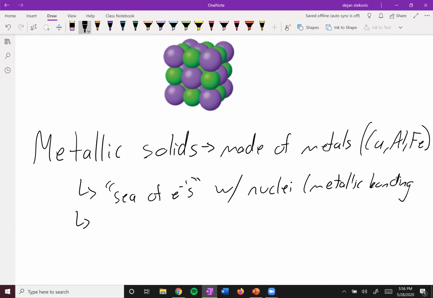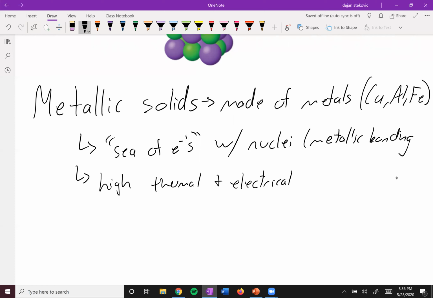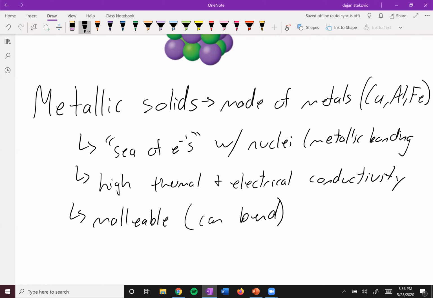With this sea of electrons, these electrons are free to move about. And so metals generally have high electrical conductivities and thermal conductivities as well. They're malleable and ductile, which means that you can bend them, you can shape them, you can pull them into strings, that kind of thing. We'll just say can bend.